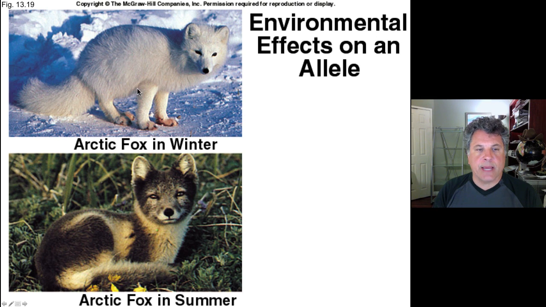So here's an example of a genetically identical individual, the same individual, let's say, an Arctic fox in winter versus summer, but there's a different coat coloration. The phenotype changes in response to the environment. And you can do a thought experiment to illustrate this point too.